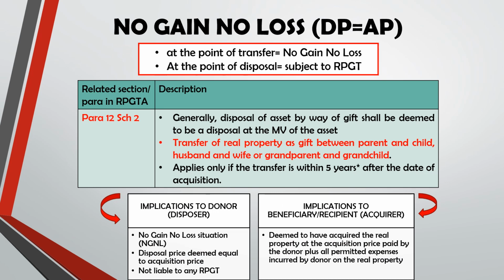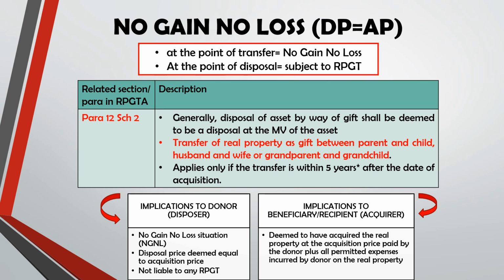The third one is no gain, no loss, which is when DP is equal to AP. At the point of transfer, it is a no gain, no loss situation. But at the point of disposal, it will be subject to RPGT. So there will actually be 3 points. First, from A to B.